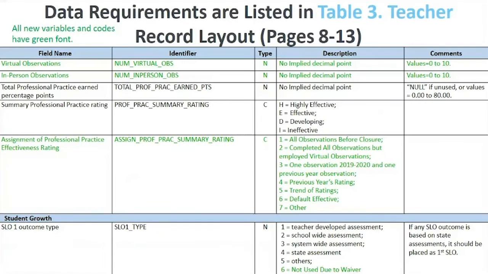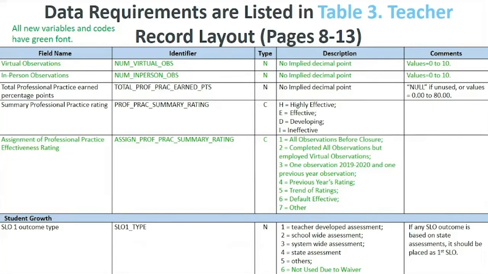Continuing on, this and the following 30 slides are referencing specific tables found in the collection manual. This particular slide is Table 3, the teacher record layout, which lists the requirements of the teacher data points and is on pages 8 through 13 of the collection manual. Please, when you're doing your reporting, use the HEDI format for the effectiveness ratings. If a field name is marked in green, this is a new or modified field. This portion of the table is on pages 15 and 16.